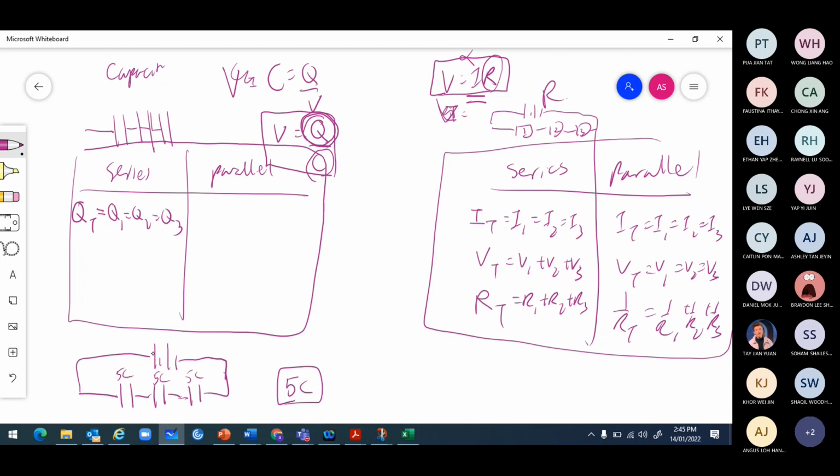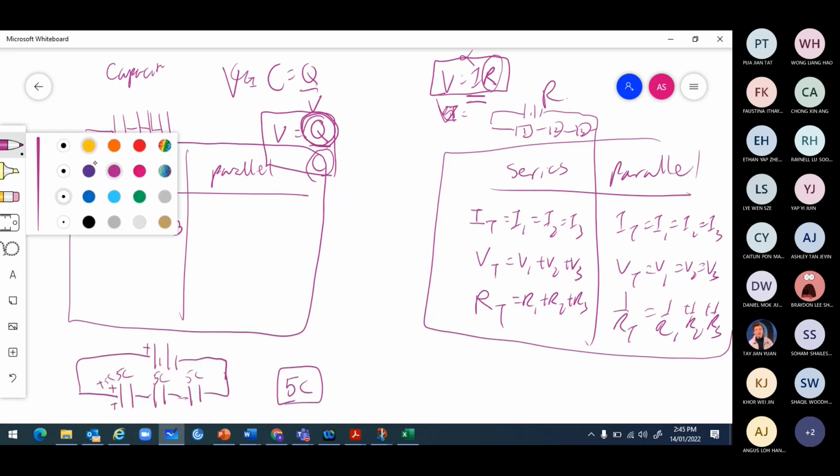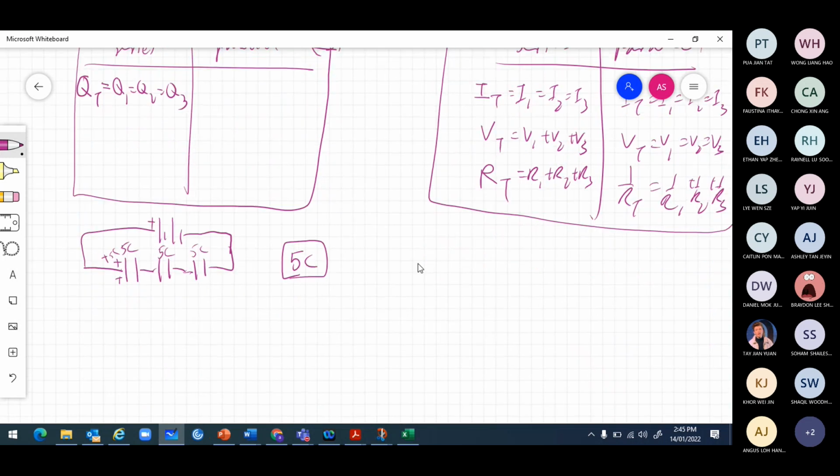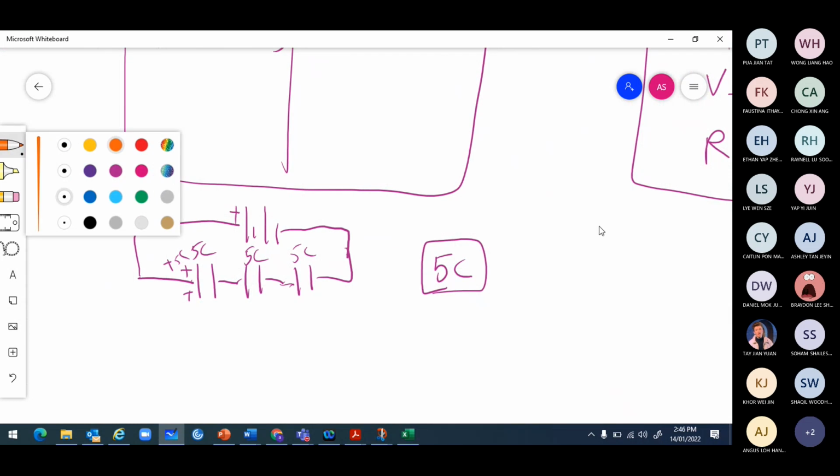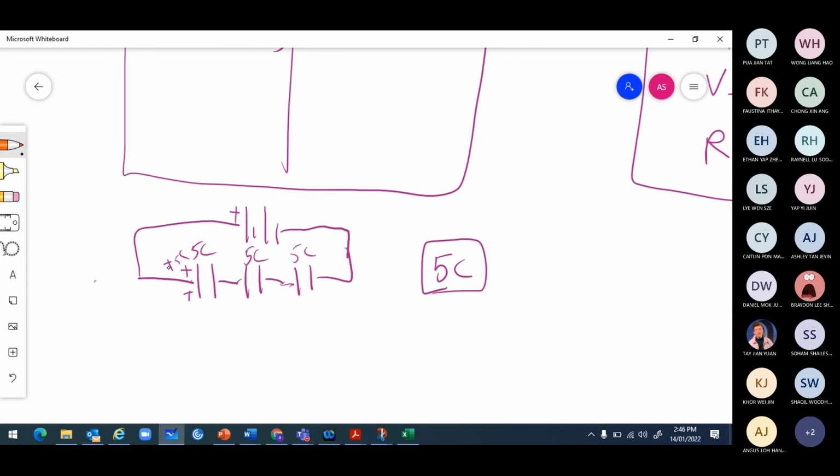If this is a positive plate, the left plate is positively charged, positive 5 coulomb. On the right plate here will be negative 5 coulomb, and the same for the second capacitor: the left positive 5 coulomb, this negative 5 coulomb. This is the charge accumulated after it charges.